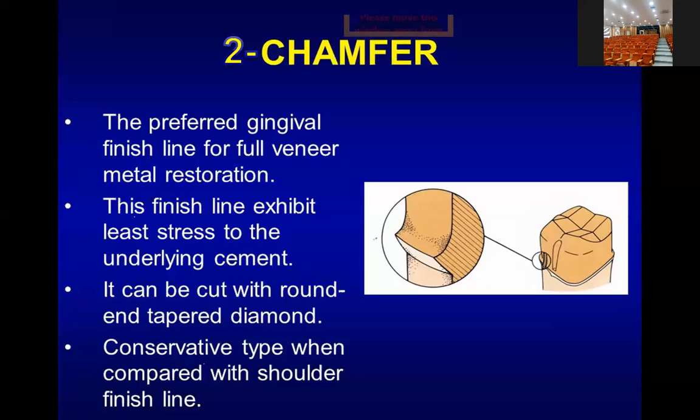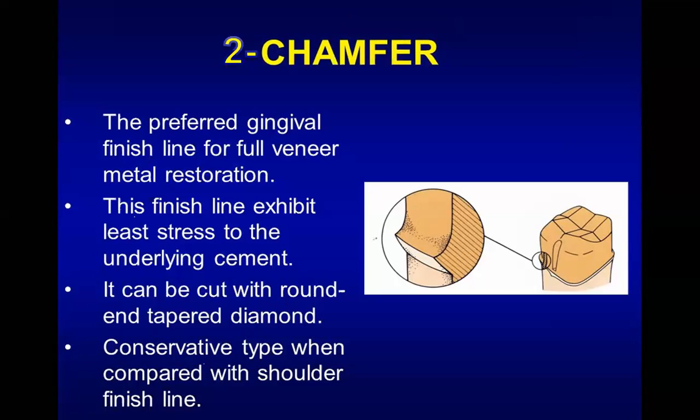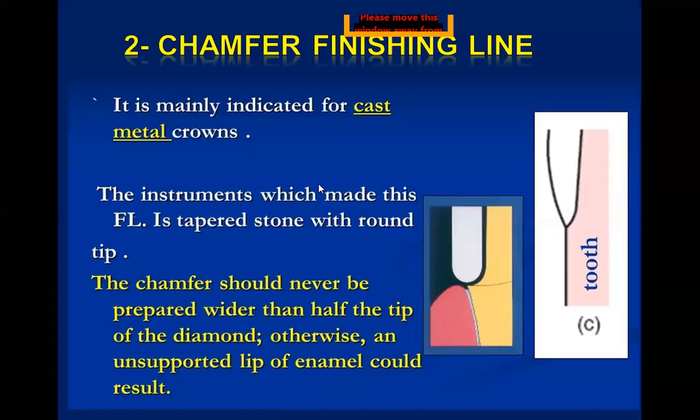We call it the shoulder. The shoulder is a big joint and needs more preparation. So the chamfer is in the middle between the knife edge and the shoulder finishing line, and it is used for metal margins of crowns. So it is indicated for cast metal crowns. Again, we repeat this statement.